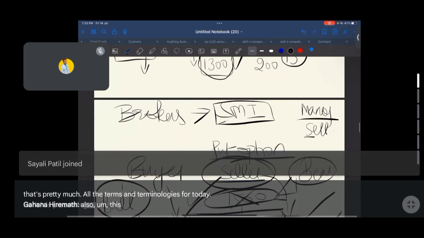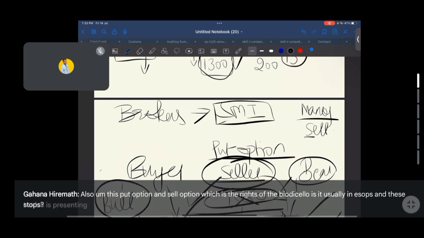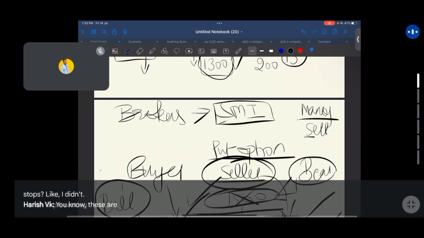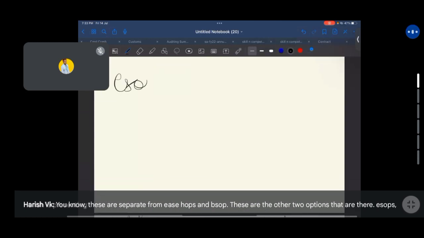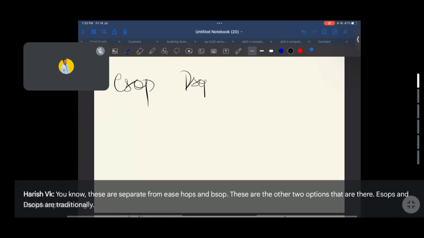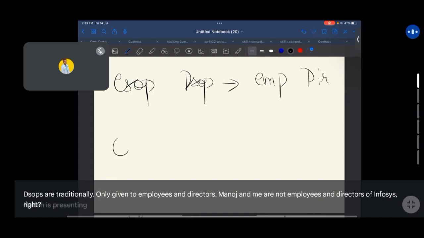This put option and call option, which is the right of the buyer or the seller, is it usually in ESOPs and DSOPs? No, these are separate from ESOPs and DSOPs. These are the other two options that are there. ESOPs and DSOPs are traditionally only given to employees and directors. Manoj and me are not employees and directors of Infosys, right? So we have to go for call options and put options.